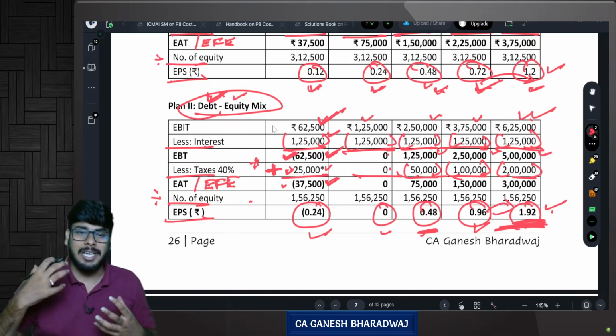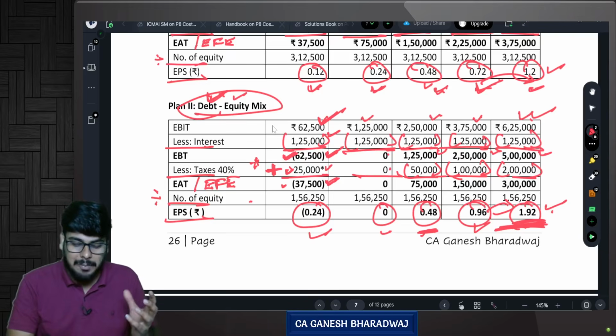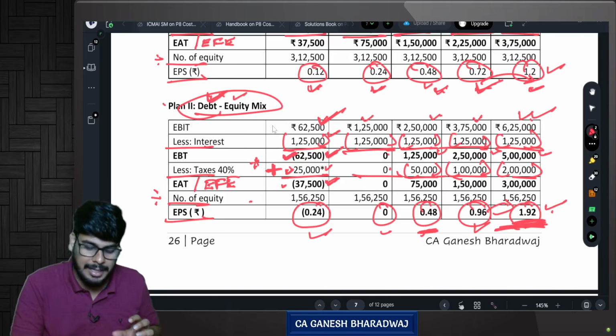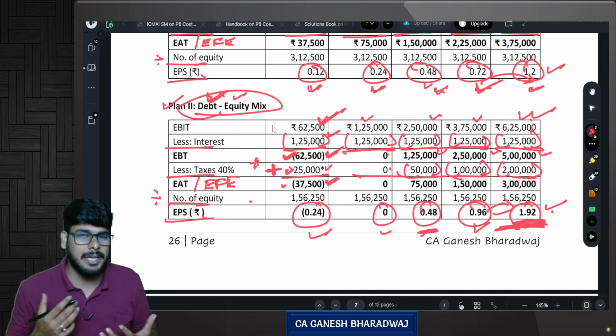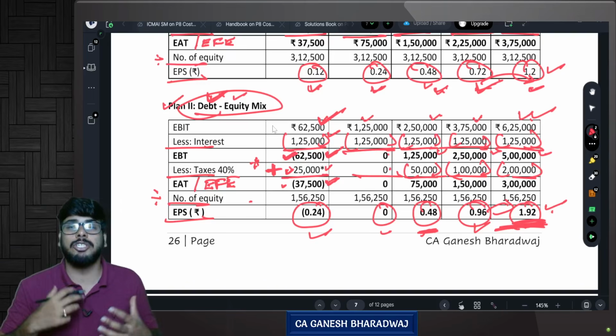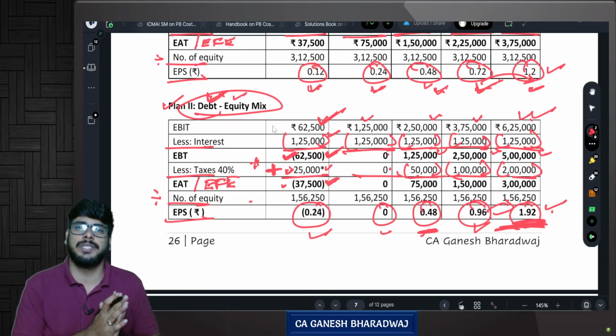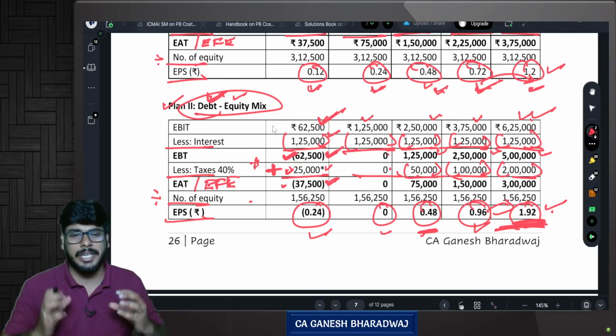So what they are saying, if the economic conditions are favorable, as you are getting more sales, it looks better that plan number 2 is better. Why? The reason is that your EPS is increasing. And why is the EPS increasing? Because of the leverage effect that happens because of tax savings. Are you clear with this? Yes. So this is the conclusion that you can give.